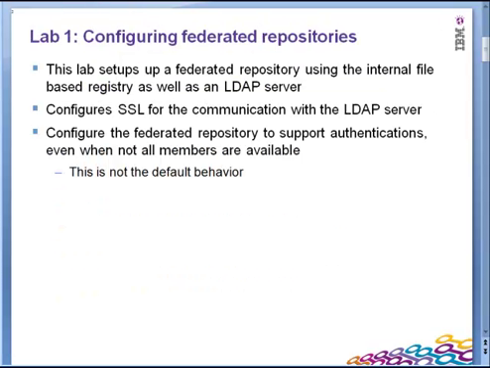The first lab is called Configuring Federated Repositories. Here you start in a federated cell with a registry that is using only a file-based registry. And then you add to that federated repository an LDAP server. You then configure the communications to the LDAP server to use SSL. And finally, you configure the federated repository to be fully functional even if all its members are not currently available.